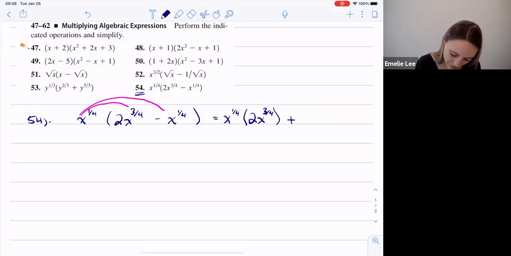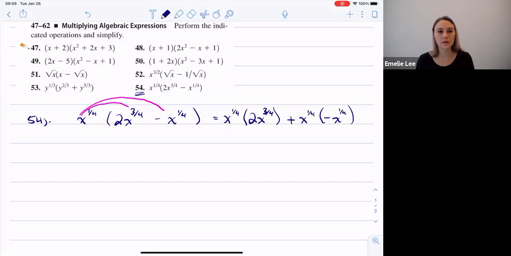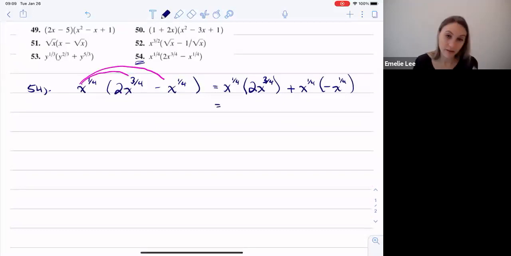Technically it's plus, but if you went straight to minus, that's fine. So plus x to the 1 over 4 times negative x to the 1 over 4. Okay, so technically that's what's going on here, right? You're always adding these things, but if you have a negative term, this negative is just going to sneak outside and become a minus. So if you went straight to this next step, that would be fine.